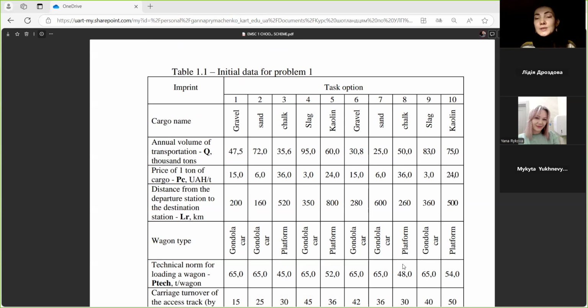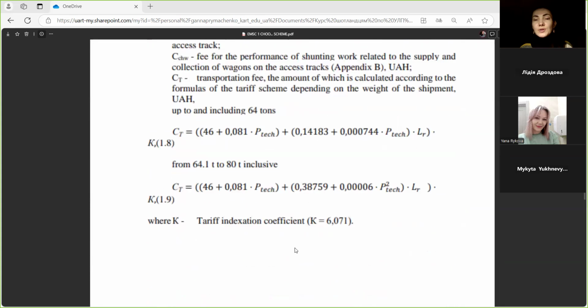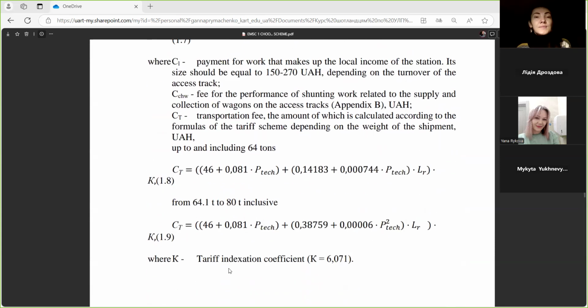Please find these points for your variant, write them somewhere on paper or in your document, and we come back to our formula. Okay, I opened our formula and you could calculate it now. Choose your formula, 1.8 or 1.9.